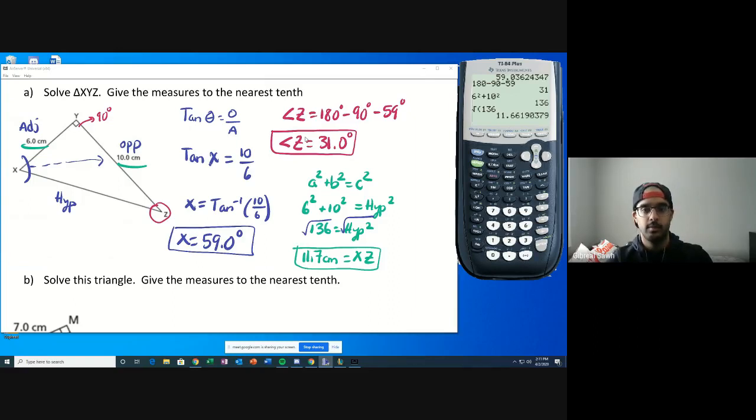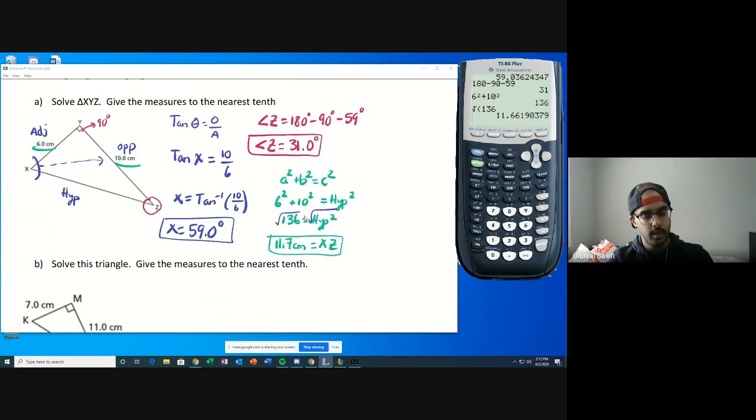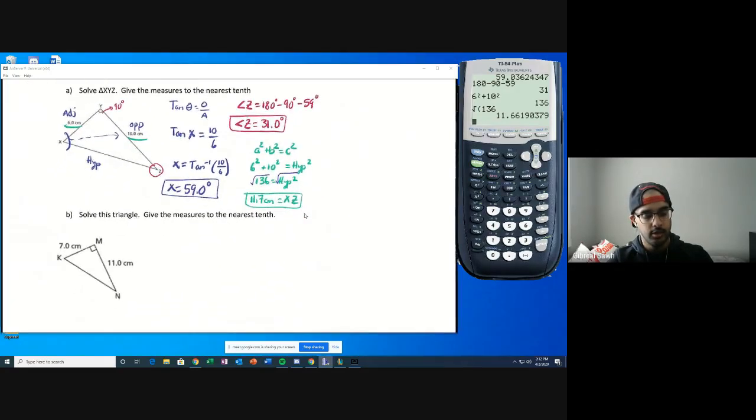Okay, so we found the two missing angles. We found the hypotenuse. Everything looks good here. Whenever you're trying to solve a triangle, they always have to give you 3 pieces of information. It could be 3 sides. It can't be 3 angles, but it could be 2 sides and an angle. As long as you have 3 pieces of information, you should be able to find the other 3 missing pieces. Okay, I'm not going to do B. I'm going to leave that one for you to try.